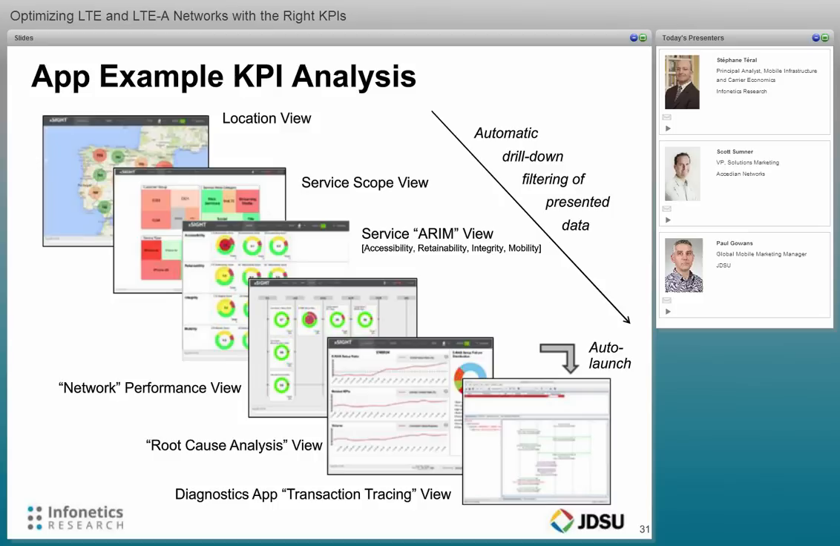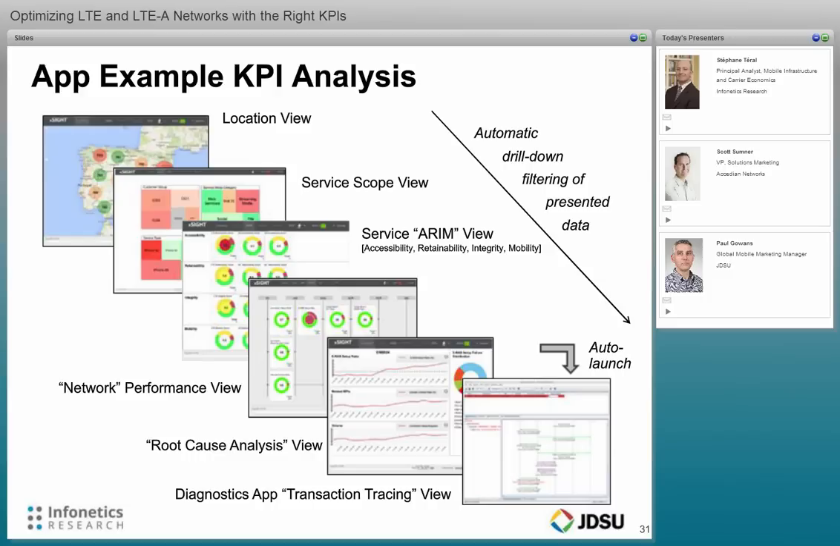Yeah, thanks, Scott. So I just want to show a kind of top-down KPI analysis approach. Starting from the top, you've got a location view, which could be using your core data with some geolocated data, some of your handset information that you've pulled in, maybe some of your active testing or device testing. So you've got that high-level location view that gives you red and green circles: red bad, green good. The bigger the circle, the more subscribers affected.